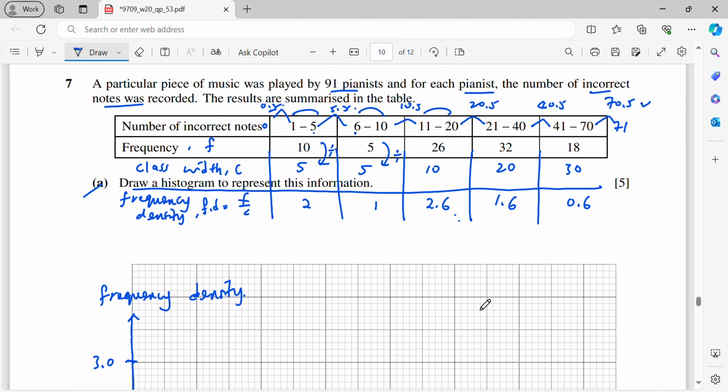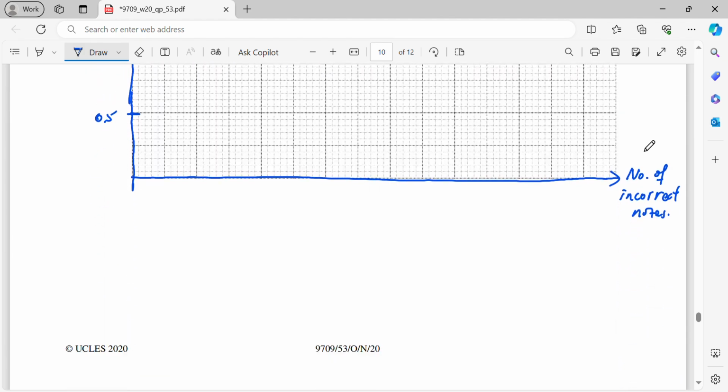Okay, so now for my horizontal axis, since it's 0.5 until 70.5, I will label this as 0.5. Then here is 10.5, 20.5, 30.5, 40.5. So just continue until 70.5.